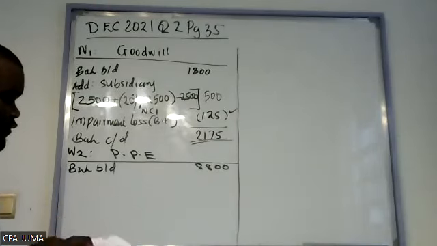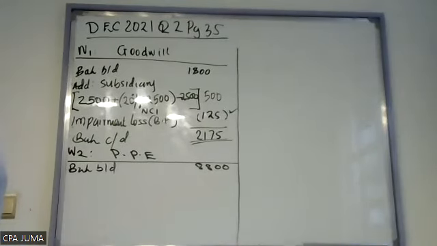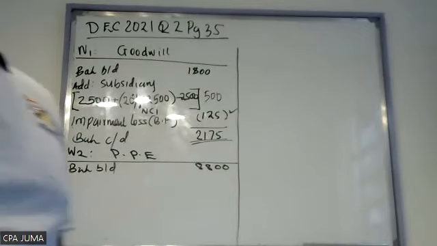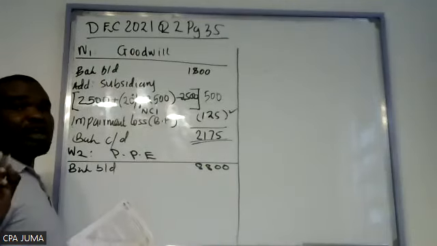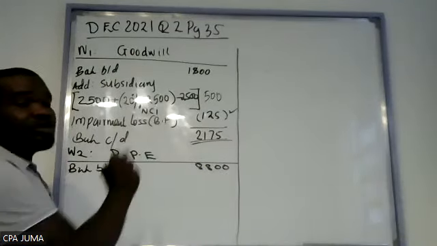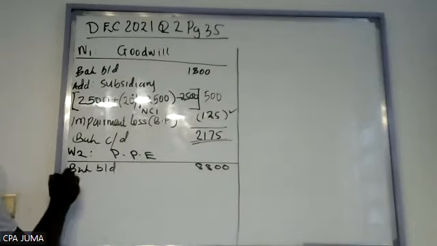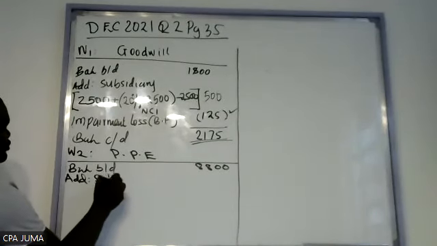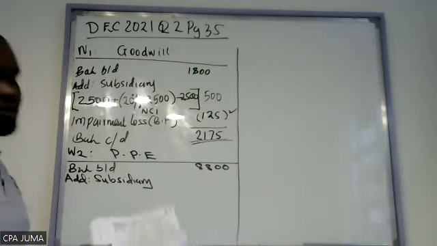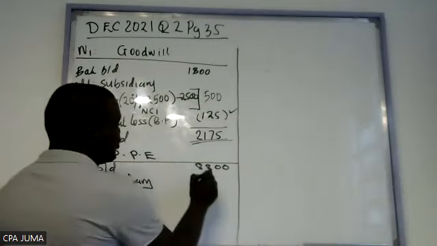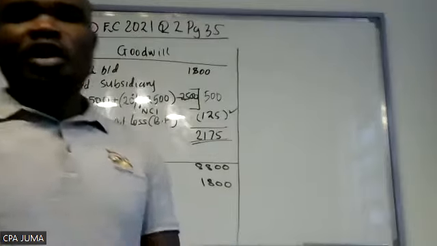Then check note two. Note two is talking much of the PPE. But before note two, let's bring subsidiary, note one. The subsidiary was acquired. This was an acquisition, so you add. If a subsidiary was disposed, you subtract. So add subsidiary. The subsidiary came with 1800. Jonathan, that is the schedule in note one.